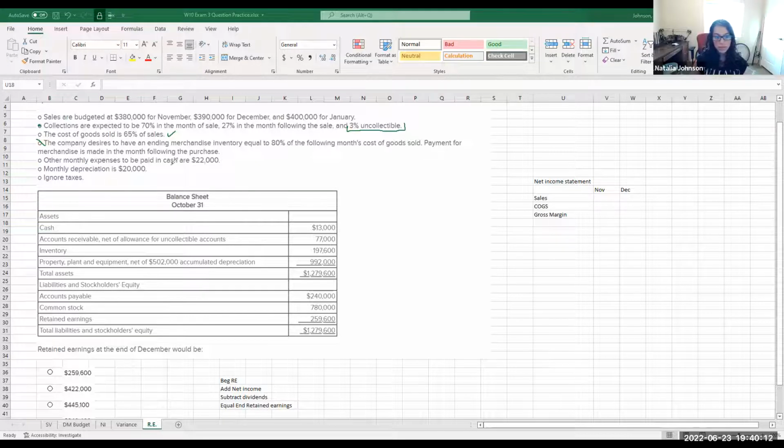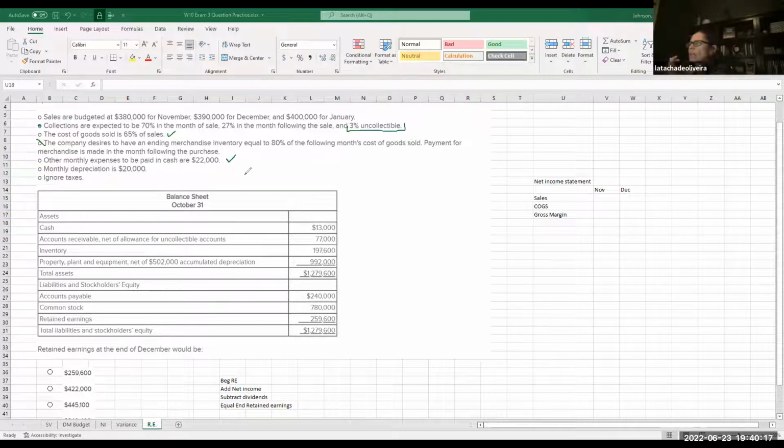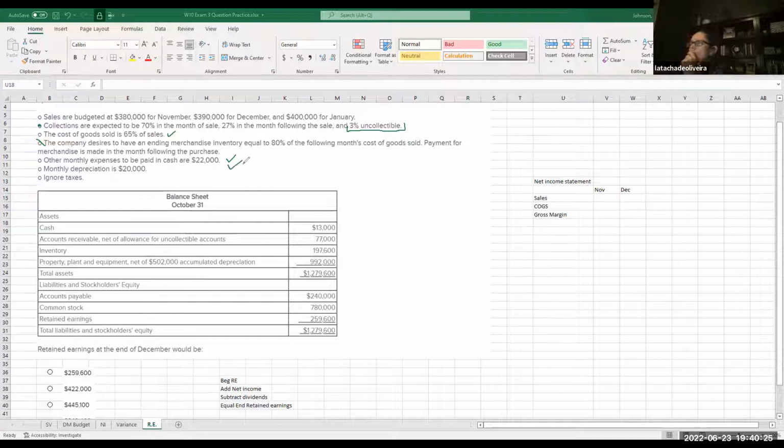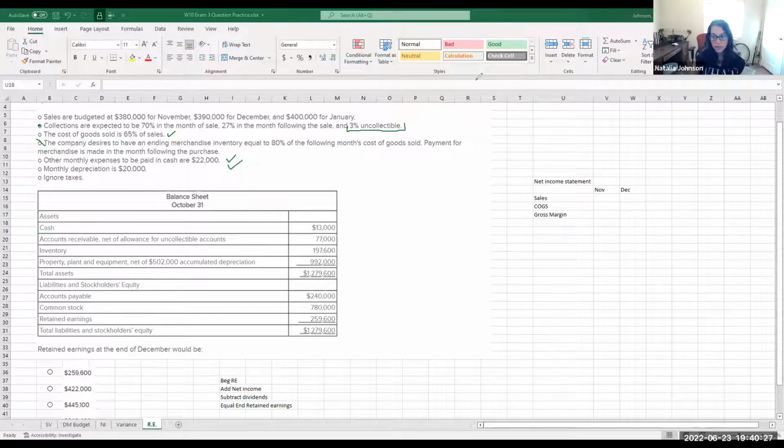Other monthly expenses, is that important? Those are other expenses, so we have to subtract that. And depreciation? You subtract that as well. So with that in mind, we will add sales in November, which is 380,000. The cost of goods sold is 65% of those sales. And then gross margin, you subtract them.